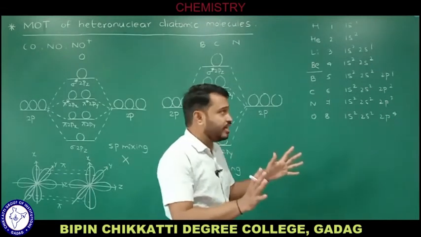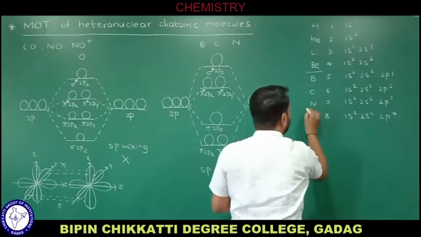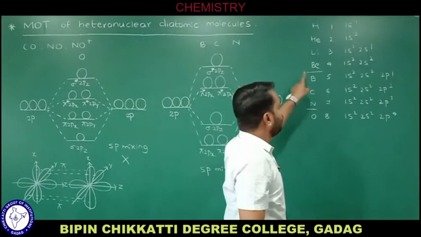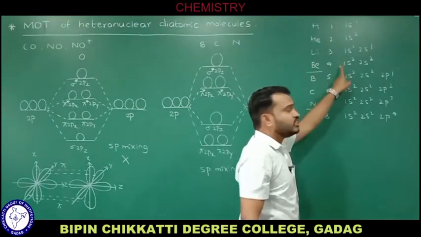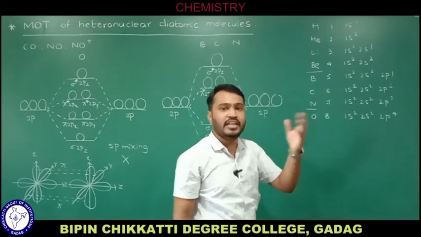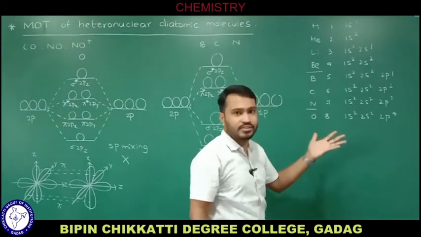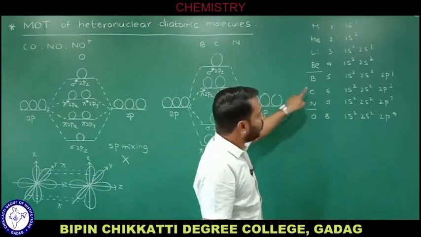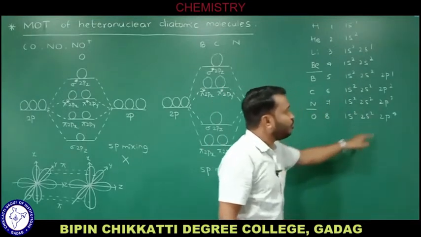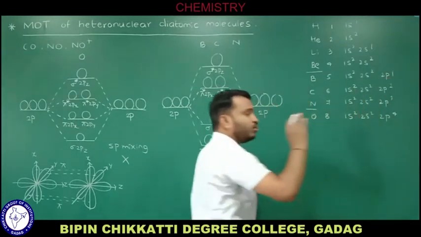What I am going to say here is, if you consider from hydrogen to nitrogen, from hydrogen to beryllium, the electron density in s atomic orbital increases. The number of electrons in s atomic orbital increases. Whereas if you start from boron to oxygen, the electron density in s atomic orbital will be same, whereas electron density in p atomic orbital goes on increasing.